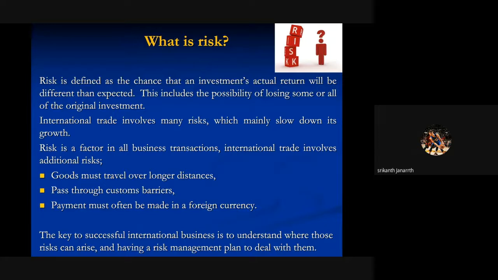That is where banks come in, because they are the authorized dealer to convert the local currency into foreign currency, or vice versa, foreign currency into local currency. So the banks come in, right? So what is the key to success to avoid this? No, you can't eliminate the risk, but you can have a risk management plan, a well executed risk management plan.